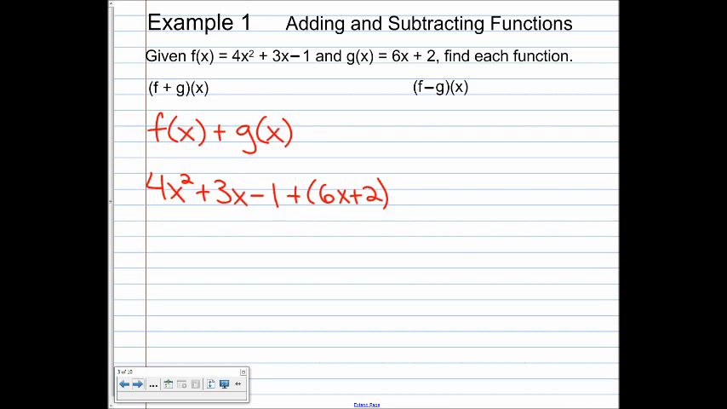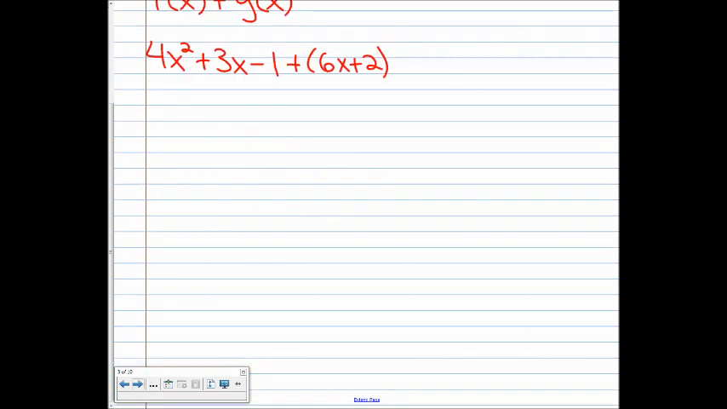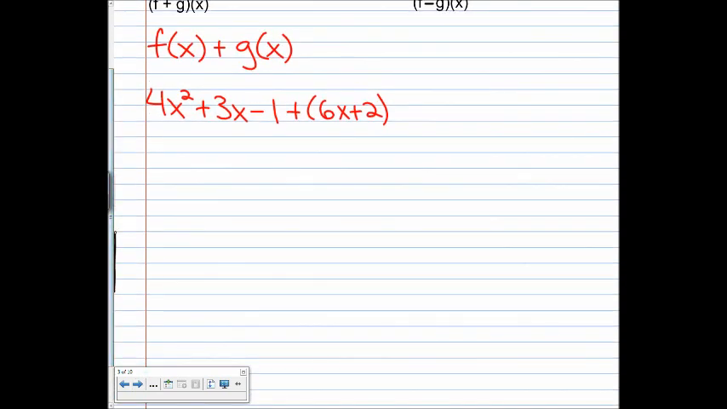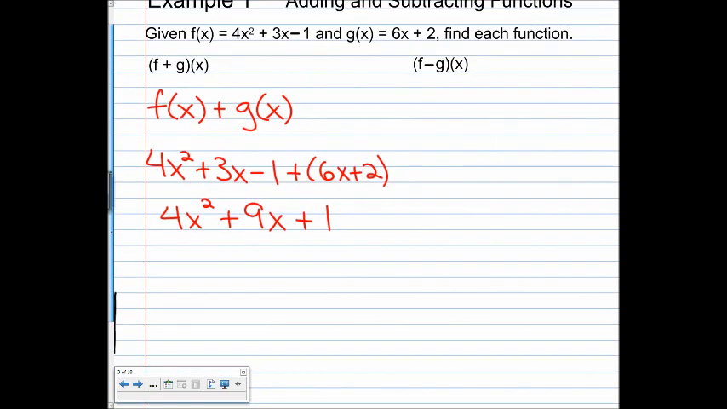Okay, so what happens when you add those together? How should I do that? Very good. Combine like terms, just like you did in the rewind. So what's going to be my function when I add these two functions together? There's actually no other like term like 4x squared, so that just comes down. Plus 9x. And then negative 1 plus 2 is 1. And that's it. So that is equal to f plus g of x.